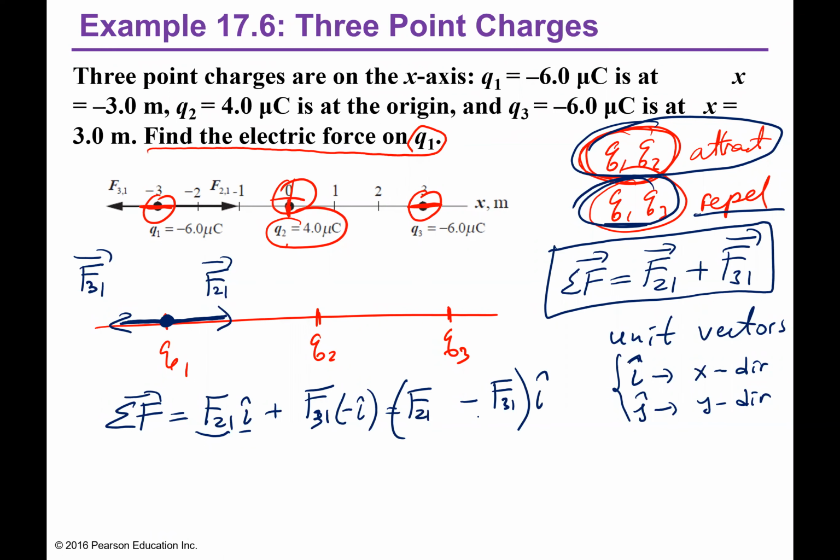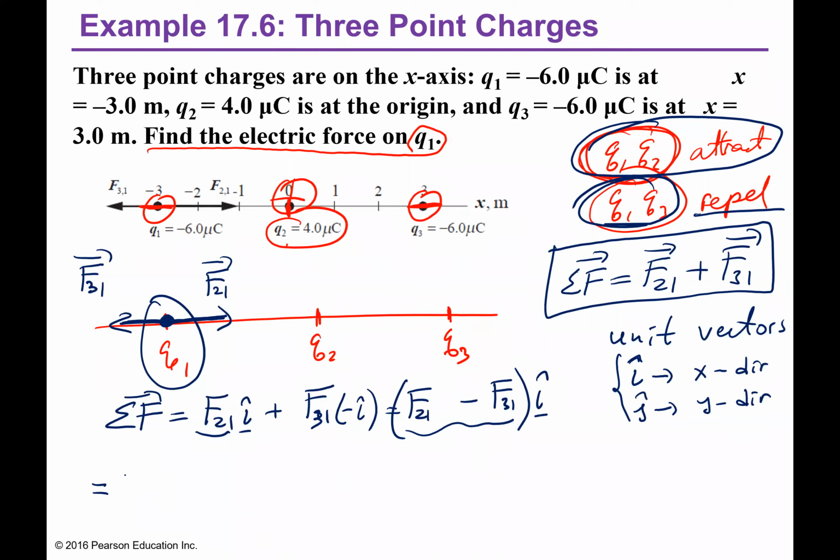Magnitude of F21 minus magnitude of F31, and that will give me the net force. And I will know that net force is also going to be horizontal. But the thing is, here's Q1. It's being pulled by Q2, being pushed by Q3. In which direction will it move? Well, it depends which force is stronger, and that's what we're going to find out when we do this calculation. All right, so let's do this calculation.